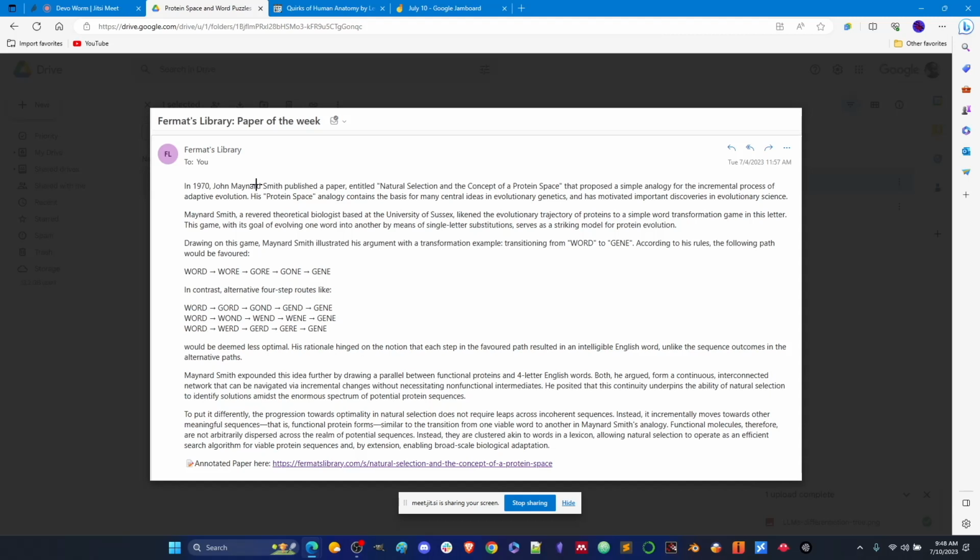And this last week, they had a paper from John Maynard Smith in 1970. He published a paper entitled Natural Selection and the Concept of a Protein Space. This proposes a simple analogy for the incremental process of adaptive evolution. His protein space analogy contains the basis for many central ideas in evolutionary genetics. So he likened the evolutionary trajectory of proteins to a simple word transformation game in this letter. This game, with the goal of evolving one word into another by means of a single letter substitution, serves as a striking model for protein evolution.